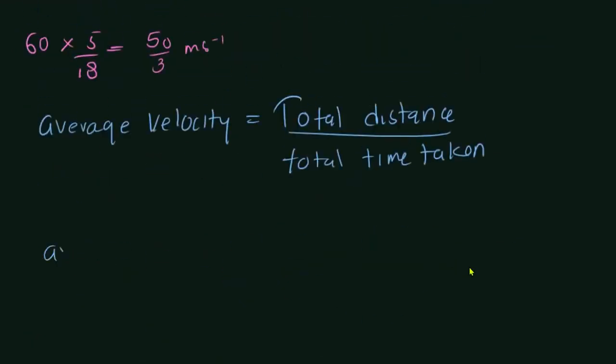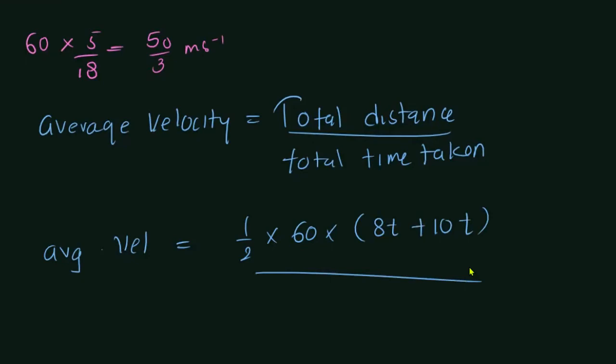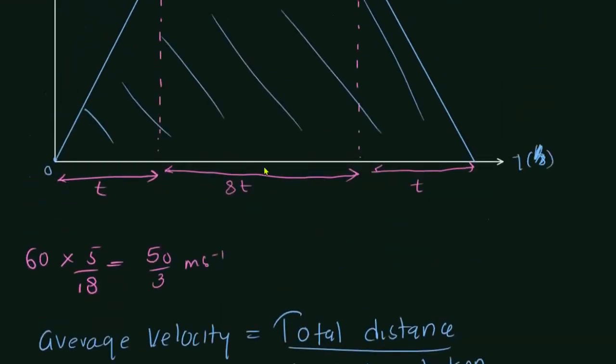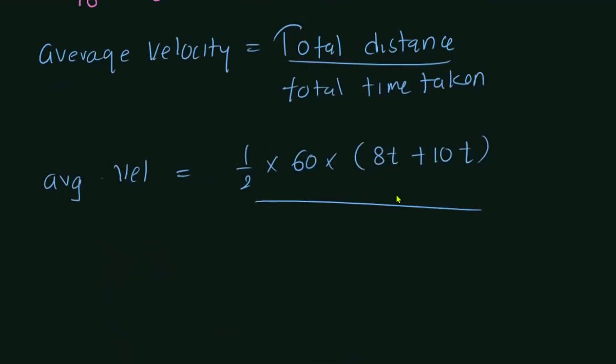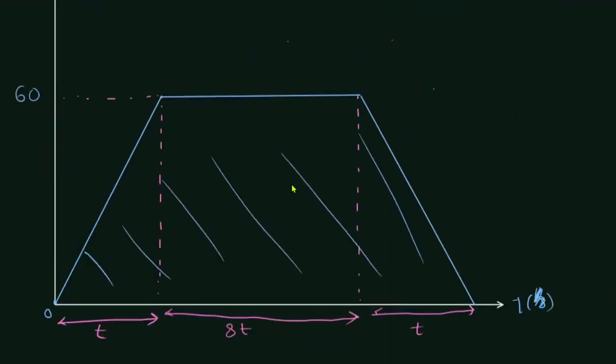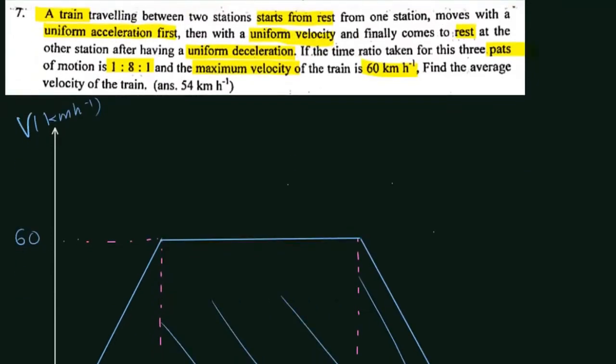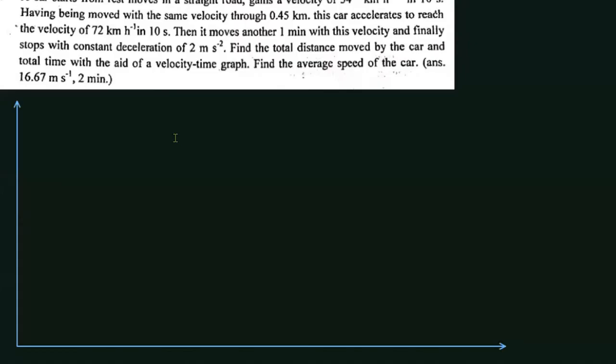So average velocity: total distance is half into perpendicular distance, 60, into the addition of the two parallel sides, 80 plus 10t, divided by the total time taken. Total time taken is t. If you simplify this, you are going to get 54 kilometers per hour, right? So you are going to get this answer. This is not a very difficult task, as I mentioned. All right, so we have to discuss the next problem.